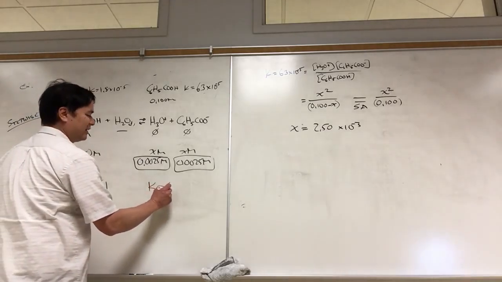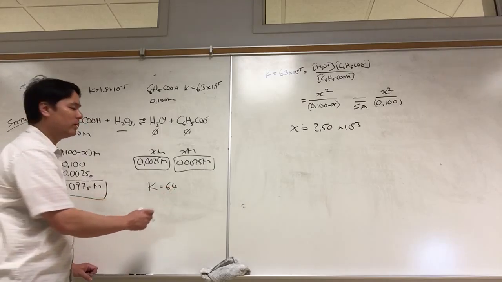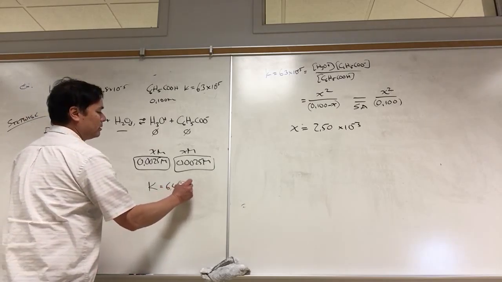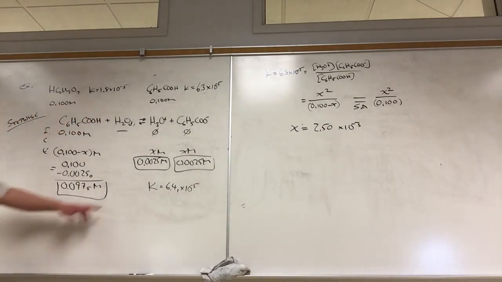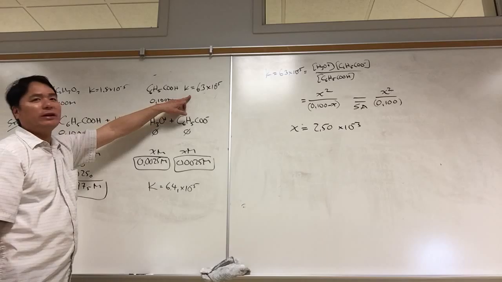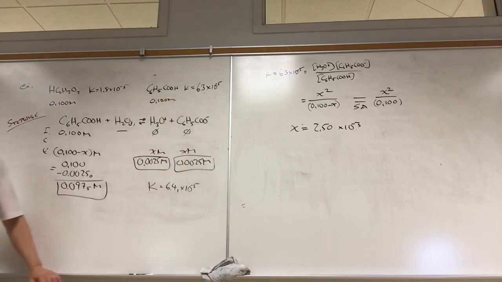6.41 times 10 to the negative 5. 6.41 times 10 to the negative 5 is supposed to be 6.3. What do you think? Good enough? It'd be nice if we were closer.